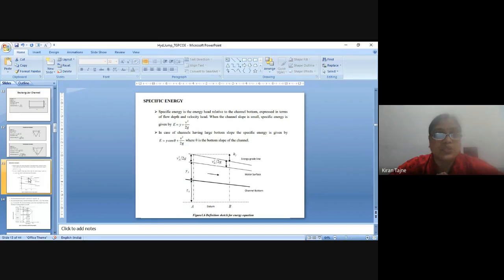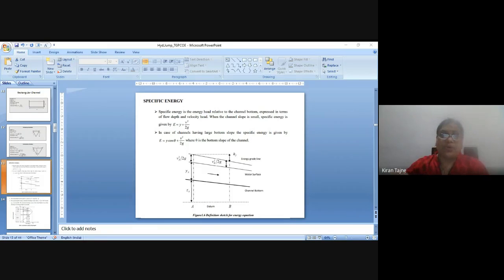Okay. So now we'll study what is specific energy. Specific energy is the energy head. What is energy head? It is the addition of datum head plus potential head plus kinetic head. Here in the figure it is shown that the datum is AB, and the datum which we have taken is an imaginary line, and then there is the channel bottom, the channel slope.